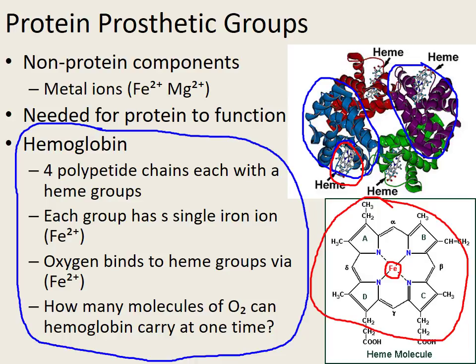Now, how many hemoglobin molecules are there per red blood cell? Well, there's anywhere from 200 to 250 million hemoglobin molecules per red blood cell. That's crazy, because if you do the math, each red blood cell can carry about 1 billion oxygen atoms at a time.